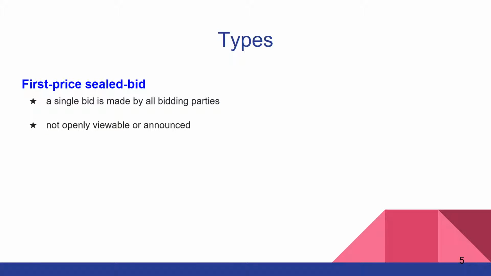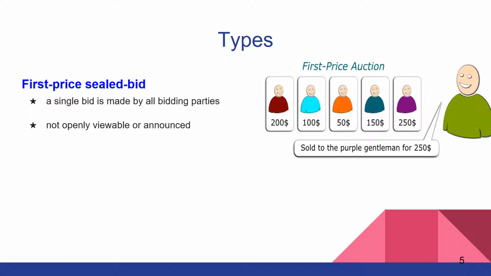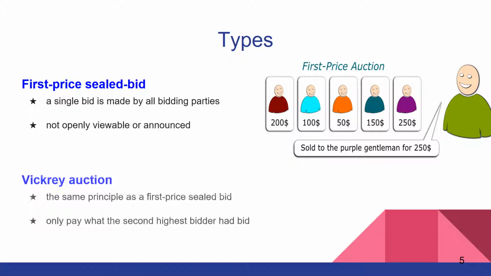The third type of online auction is the first price sealed bid. It is very similar to English auction. That is a single bid made by all the bidding parties, but all the bidders are closed to each other. Look at the picture. The bidders provide the price at the same time, and the person who gave the highest price will be the winner and needs to pay the highest price he bid.